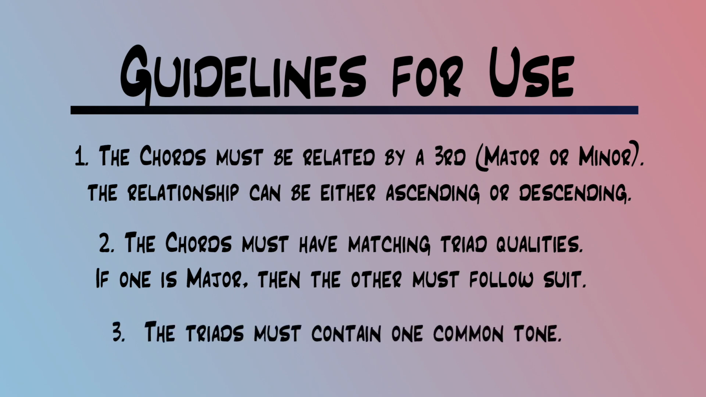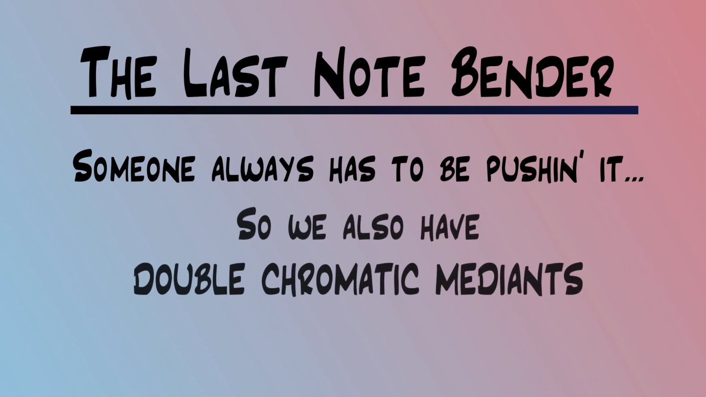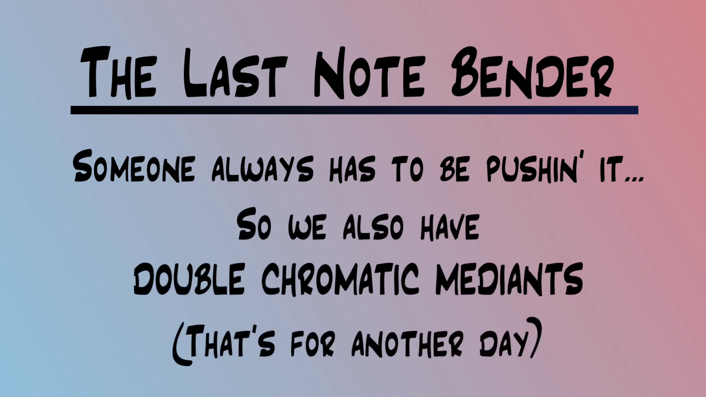And by consequence, that gives us step 3. The basic triads must share one common tone with one another. Of course, we don't only use triads in music, we have extended chords, and that can yield even more common tones, but this is referring to the basic triads. Additionally, in music we love to bend the guidelines, and as a result, we also have double chromatic mediants, but we're going to save that for later.